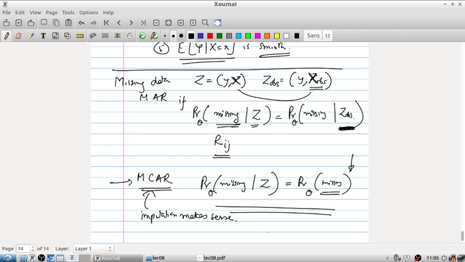That's what I gave you as an example. If you flip a coin and delete entries of your matrix, then that would be missing completely at random. That would be this case, because the probability of an ijth entry of your matrix X missing has nothing to do with any of the entries in that matrix. That is missing completely at random. Do you understand?